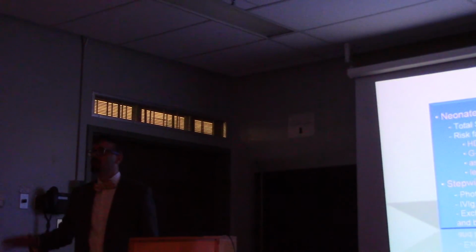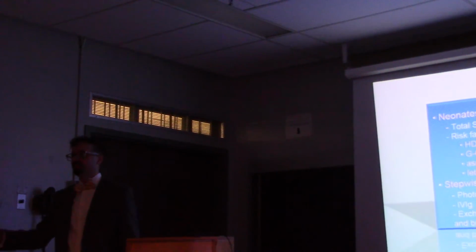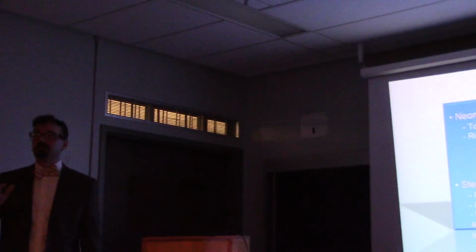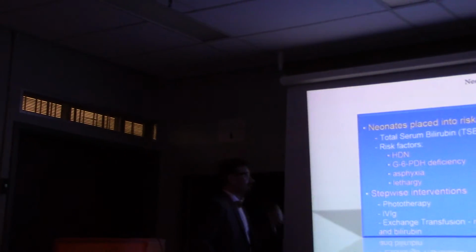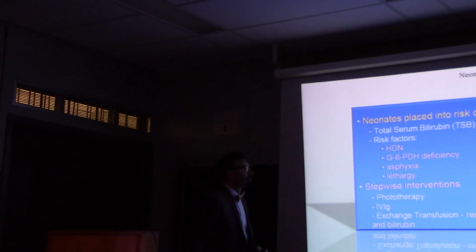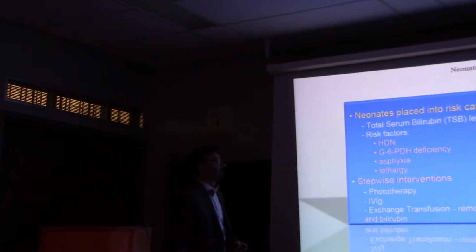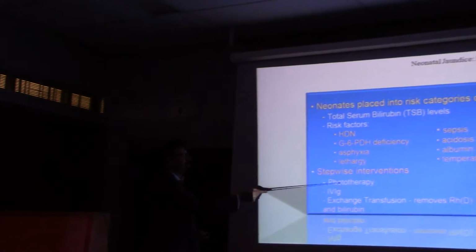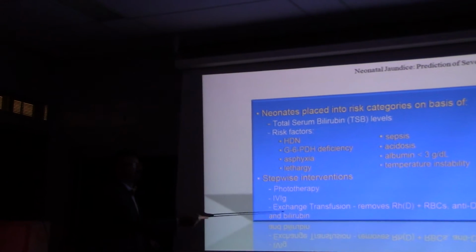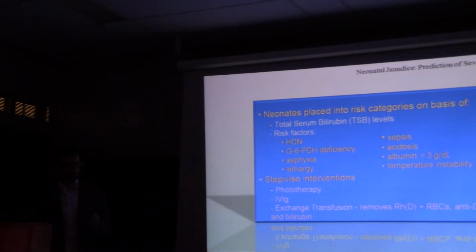Now you have to think about the bilirubin situation, and you want to prevent the bilirubin from sticking to parts of the brain that it shouldn't be sticking to. So there's a stepladder approach to intervention. First of all, look and see if there are any risk factors. Then stepwise phototherapy, IVIG, and exchange transfusions should be considered.